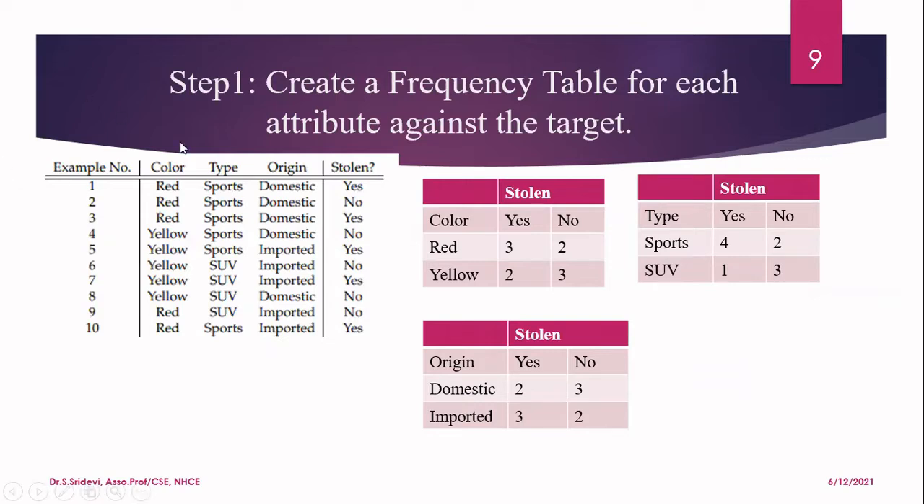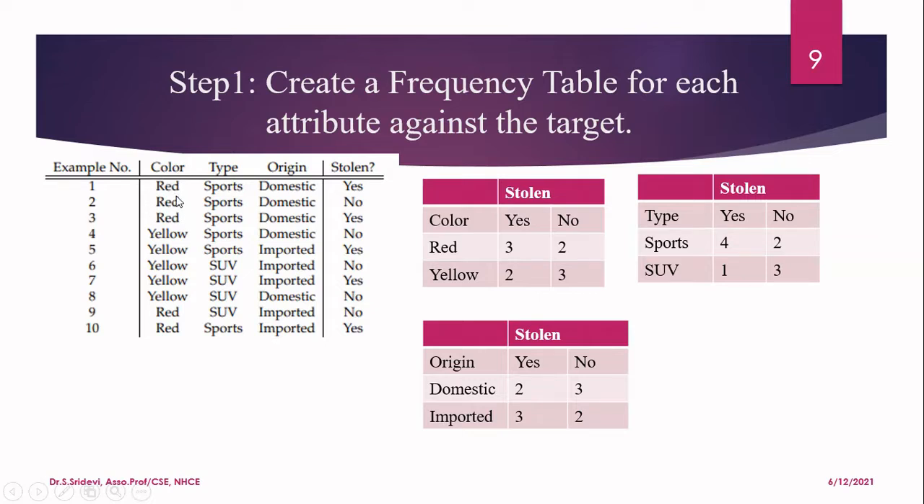If you consider our first step here, we are going to create a frequency table for each attribute against the target. First, let me consider the first attribute. The first attribute is color. Now I am going to find what are all the unique values I have in the color column. If you see this, we have color equal to red and color equal to yellow. Now write them in the form of a table. In color, we have red and yellow. Next, you have to find the frequency of color.